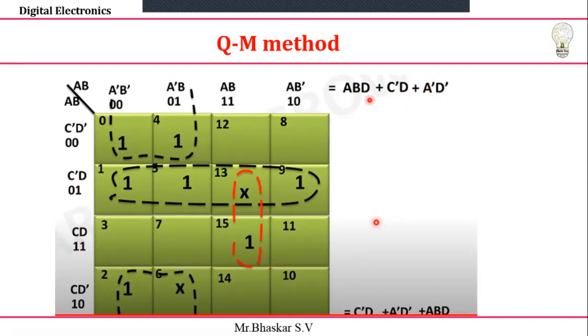So if you solve through the K-map method also you'll get the same thing, and in the QM method also you'll get the same thing. Okay, so try to solve more problems in your notes. Okay, thank you.